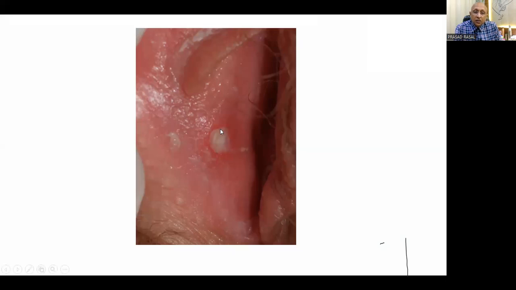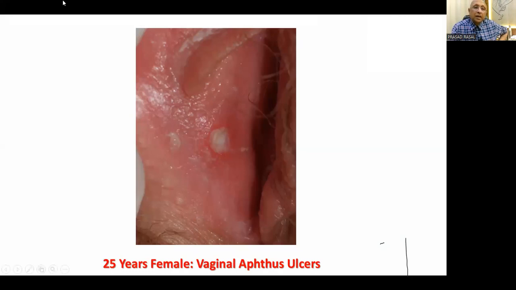This is an ulcer over there. This is aphthous ulcers, vaginal aphthous ulcers. She was a 25 years female, and she came with these vaginal ulcers, aphthous ulcers. We never think about that.